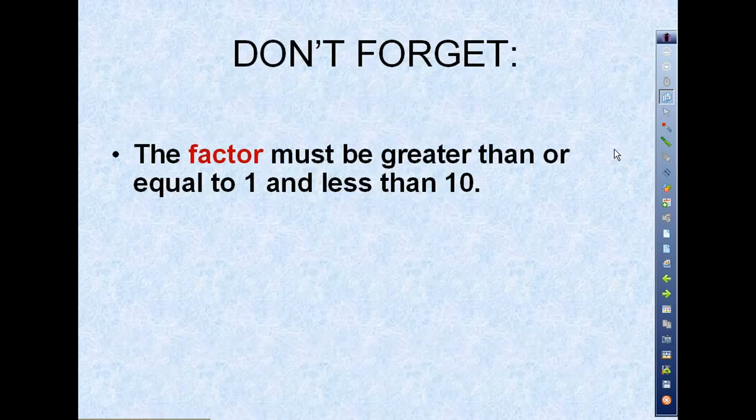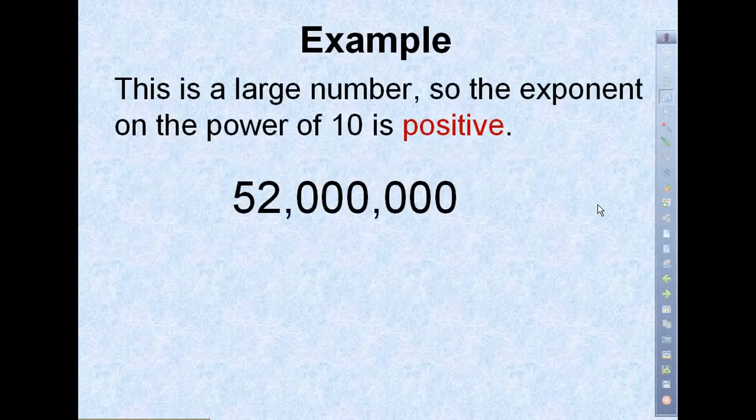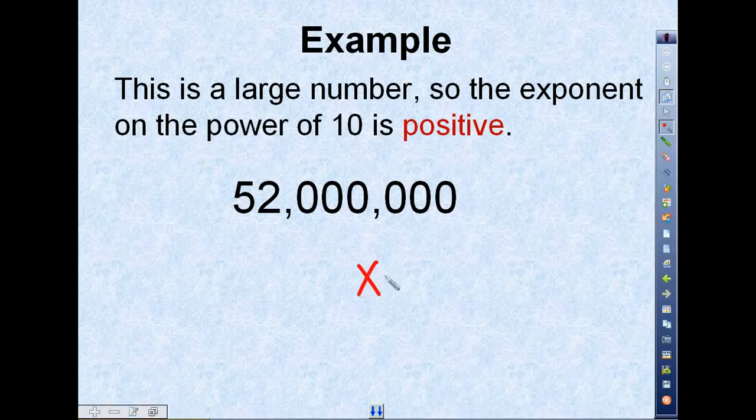Don't forget, the factor must be greater than or equal to 1, but less than 10. That number out front has to be greater than or equal to 1, but less than 10. Okay, this is a large number, so the exponent on the 10 is positive. That's where I always start. We're going to convert this number to scientific notation. Where is the decimal point in this number? That's right, it's right here.